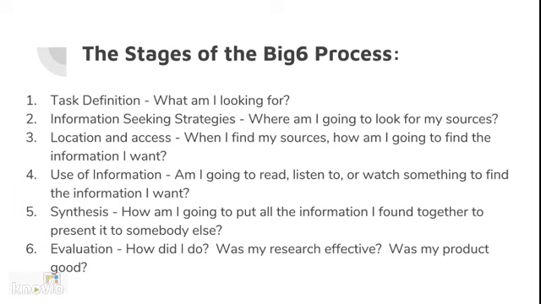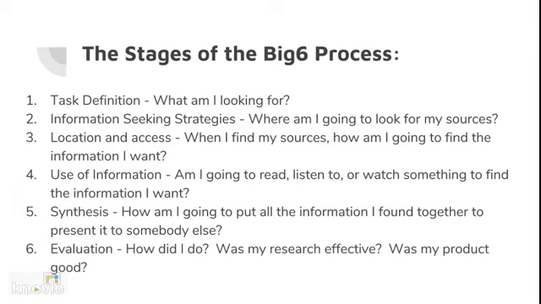Stage 2 is called information seeking strategies. This is where you start thinking about where are all the possible places I might be able to gather some good information. Stage 3 is called location and access. This means after thinking about where you might be able to get all this good information, you actually go out and get it, whether that be on the internet or on the shelves in the library.